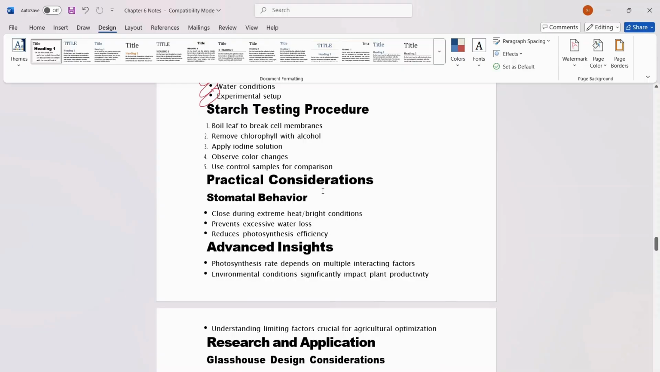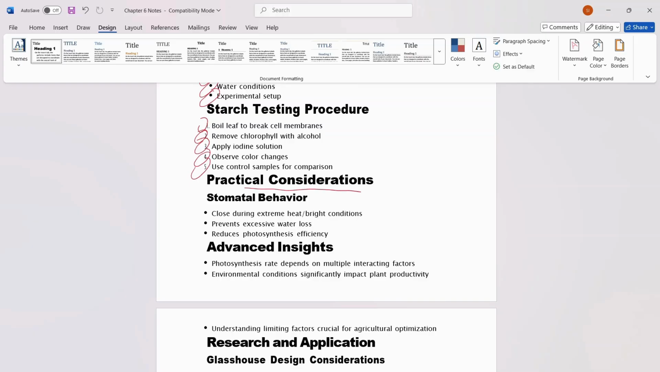Starch testing procedure. Alright, what we have to do: step number 1, boil the leaf to break the cell membrane, remove chlorophyll with alcohol, apply iodine solution, observe color change, and then use a control sample for comparison.